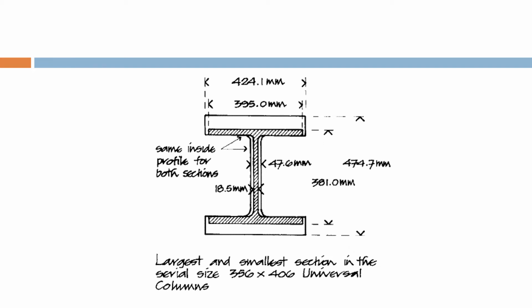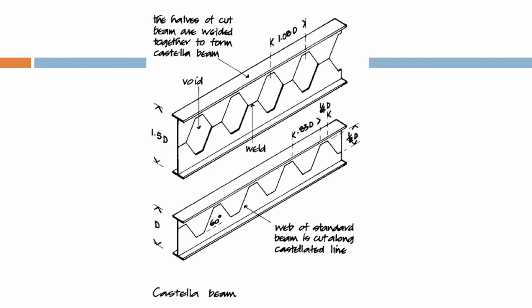This is a picture of the largest and smallest section in the serial size of the universal columns. Now this is a kind of beam called a Castellated beam, in which a normal beam has these sections cut out from inside to reduce the weight of the beam and to provide a better aesthetic value to the steel structures sometimes, or it can be used to reduce the size of the beam.